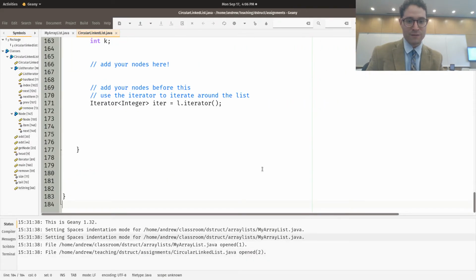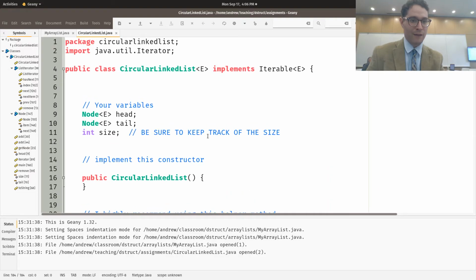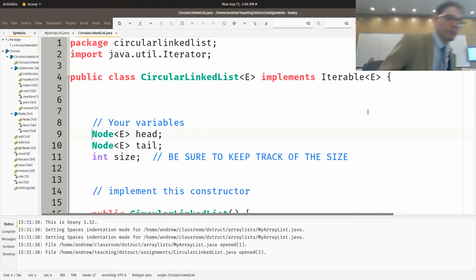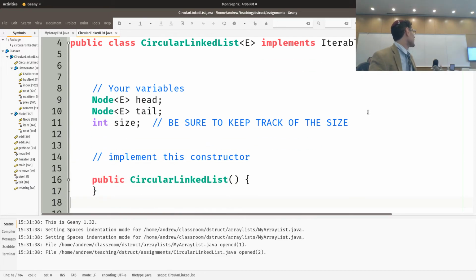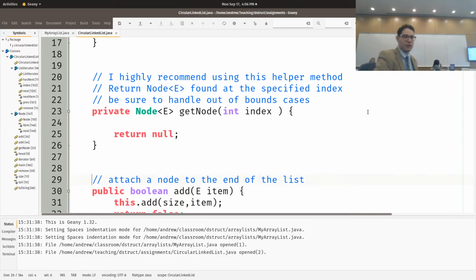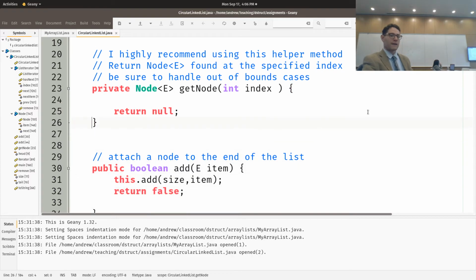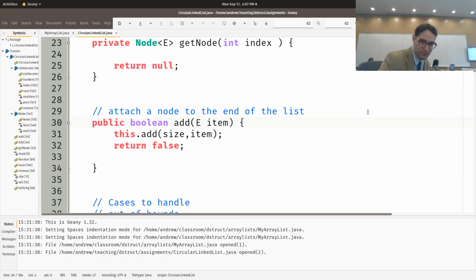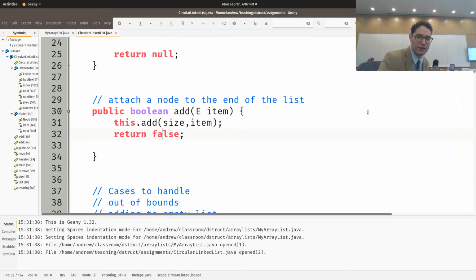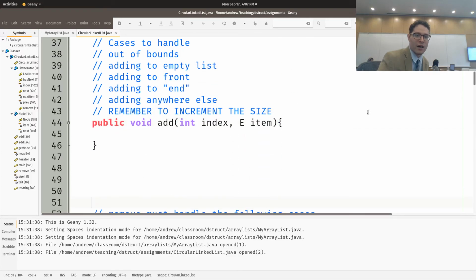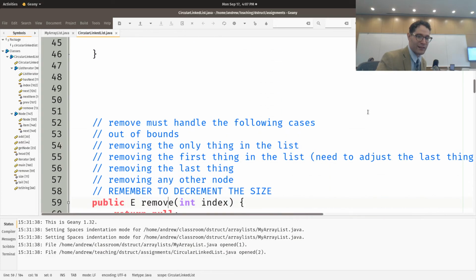I hand you this code, the circular linked list, that you have to implement. I give you a head and a tail, and then the size. I give you a constructor, and then I tell you what you need to finish. I have a get node method, which you can get from my other videos. It works the same in a singly linked list, a doubly linked list, and a circular linked list. For the add method, you just have to swap this to true instead of false. Then the real work is doing the add method and the remove method and handling all the cases that I listed out, in that order. So just simply follow it.